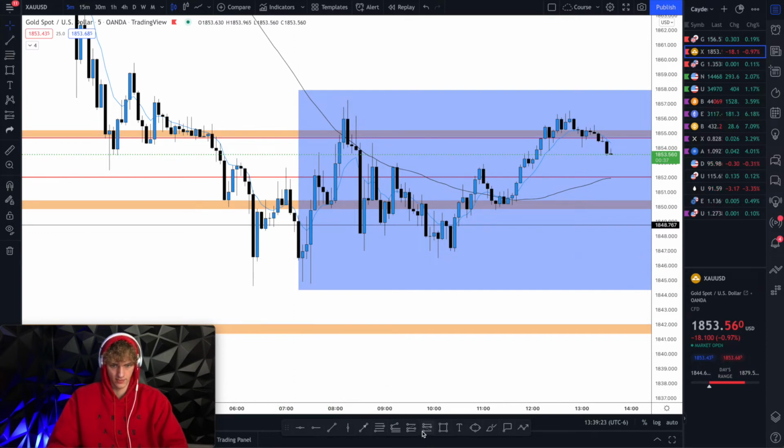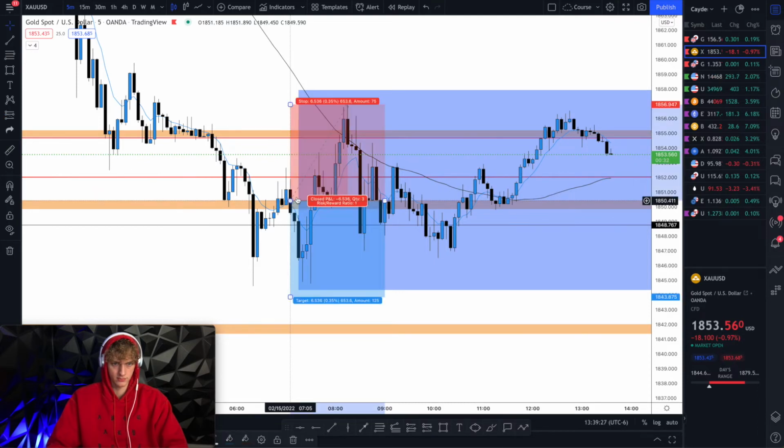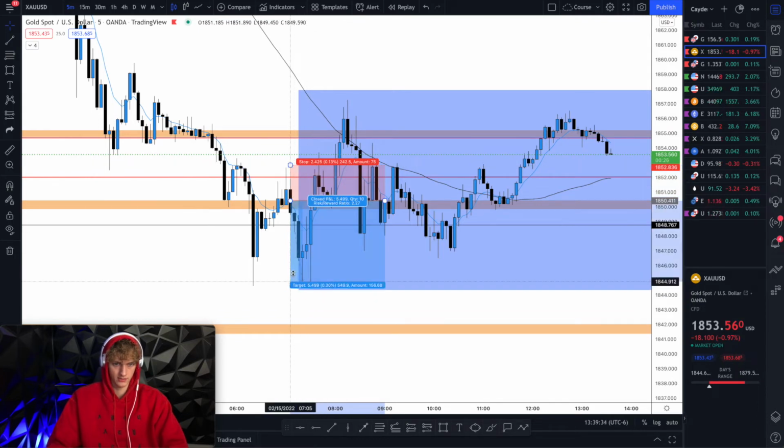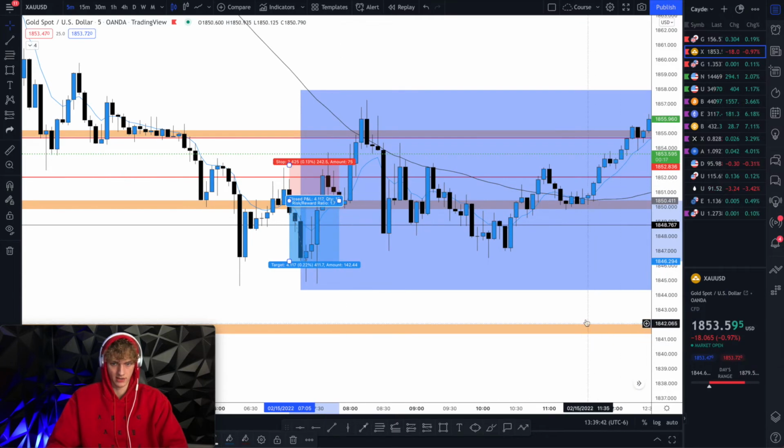So let's do a trade right here. You could probably get in right here, you have your stops right there, and you have your targets either right here or right here. So here's your trade that I would have taken on this day.